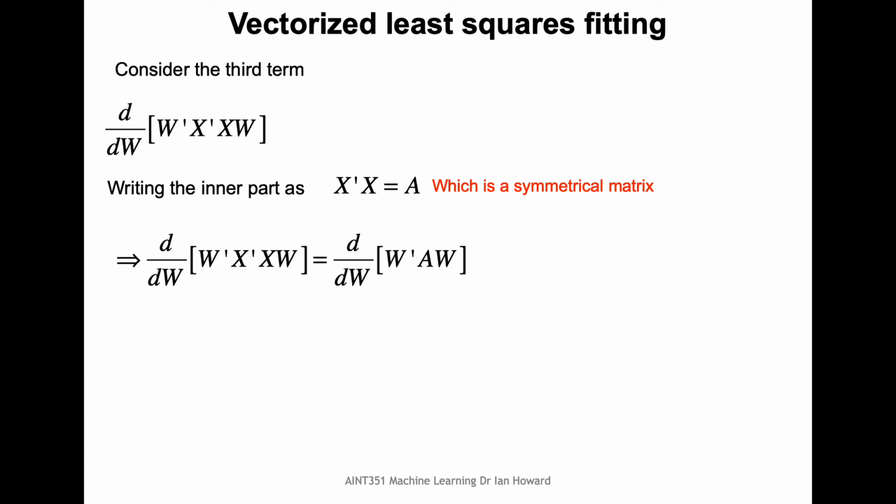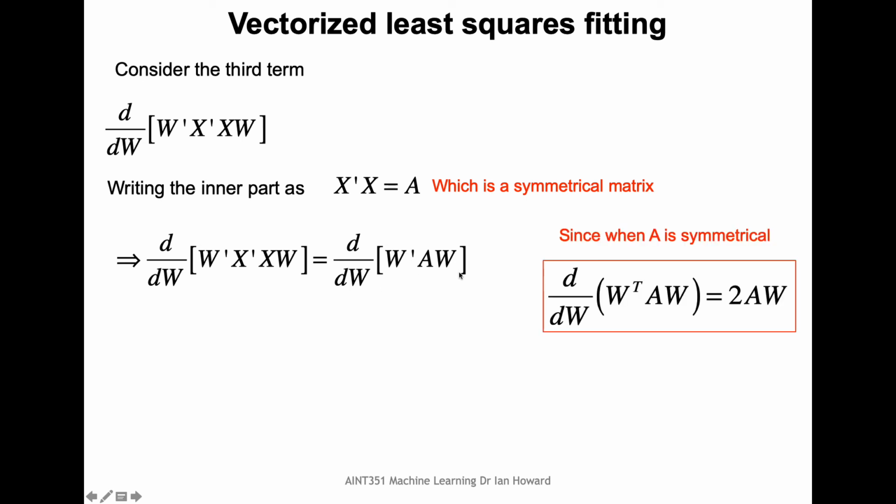Second thing we notice is we can rewrite the w transpose x w. We can switch out the x transpose x term in the middle and put in A, like we've just done above, because we've put in this substitution. And then we've got this derivative with respect to w of w transpose A w. And we know what the answer to that is, because again we derived that. In the case where A is symmetrical, and it is symmetrical because A is just x transpose x, we end up with 2Aw.